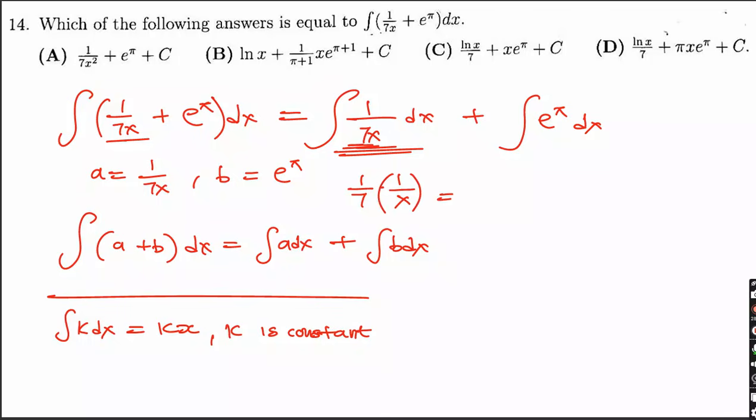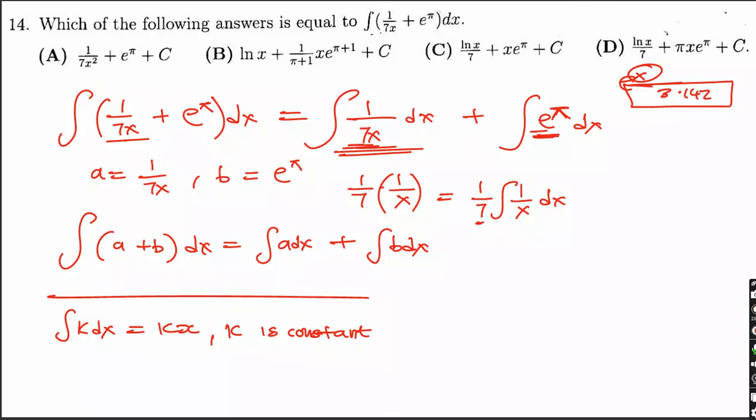So I'm going to write it like this. I'm going to say 1 over 7, I'm going to put it outside the integral, then the integral of 1 over x dx, because 1 over 7 is just a constant. Then when you look at e to the power pi, it is just a constant. It's different from e to the power x, because x is a variable, but pi is just a number which we already know. It can be 180 in degrees, or 3.142 if you are using a calculator.